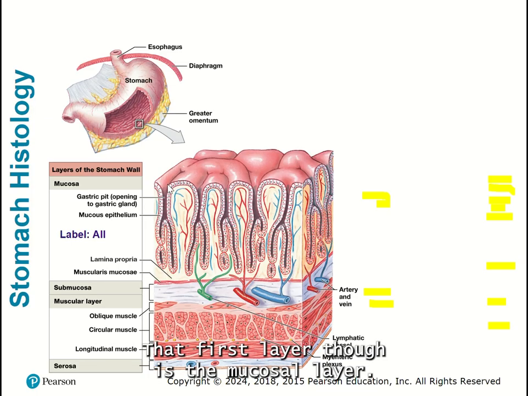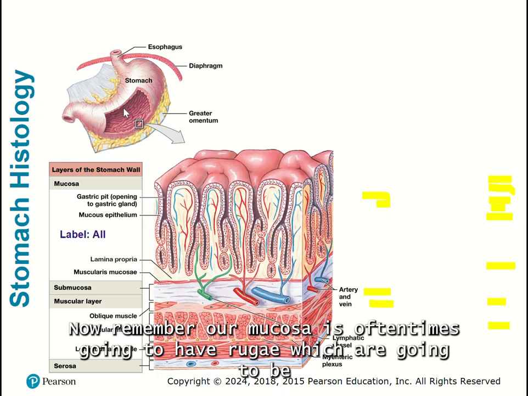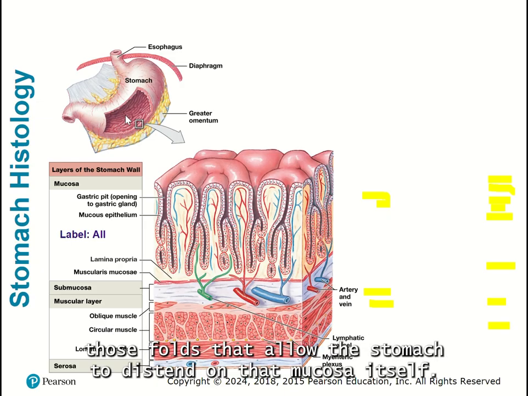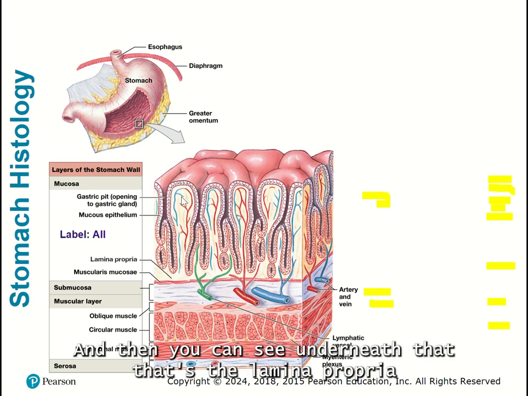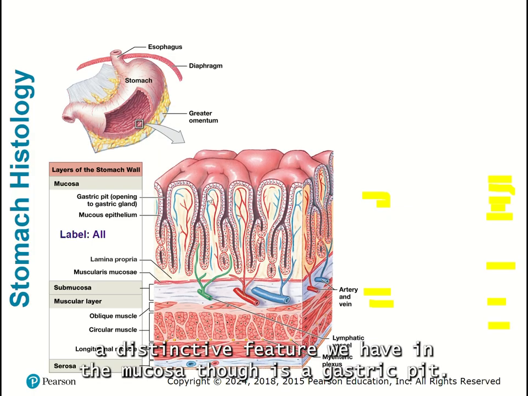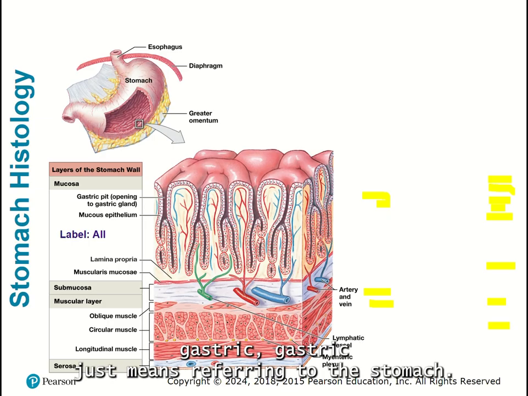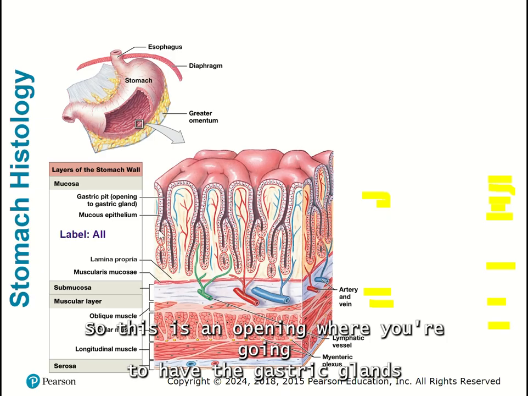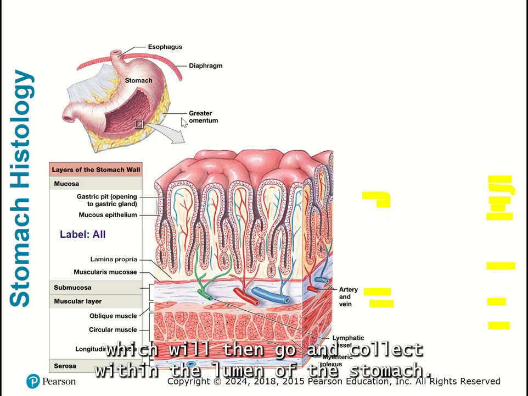That first layer, though, is the mucosa layer. The mucosa layer is forming that lumen, that open space. Now remember, our mucosa is oftentimes going to have rugae, which are those folds that allow the stomach to distend. On that mucosa itself, you are going to have a mucous epithelial lining, and underneath it is the lamina propria, which is connective tissue. A distinctive feature we have in the mucosa, though, is a gastric pit. Now remember, every time you see gastric, it just means referring to the stomach. So this is an opening where you're going to have the gastric glands below it that are going to dump the gastric juice in here, which will then collect within the lumen of the stomach.